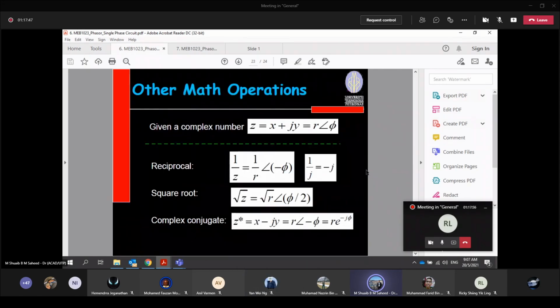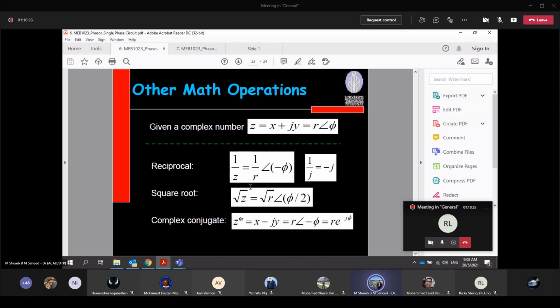Okay, so now this is just a summary. Complex number z, x plus jy, rectangular form. Polar form, r the radius, and the phase angle. If you have 1 over z, then it becomes 1 over r, and the phase angle becomes negative. Just inverse it. And 1 over j is negative j. And what is j? Square root of negative 1.